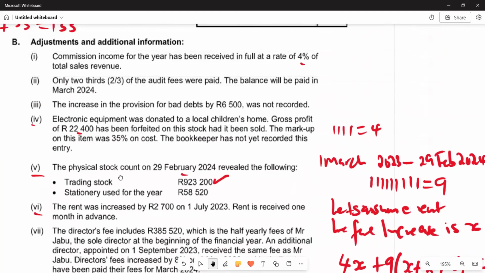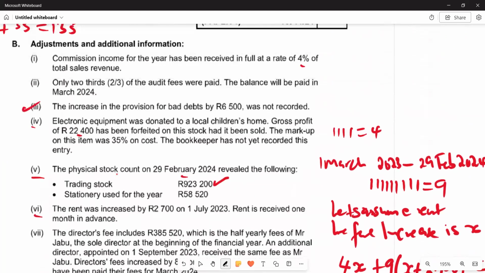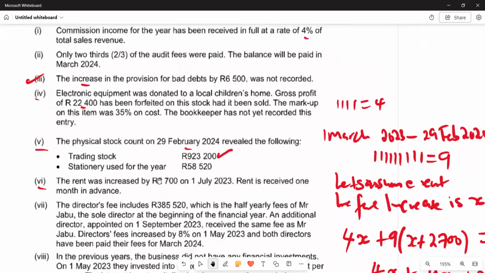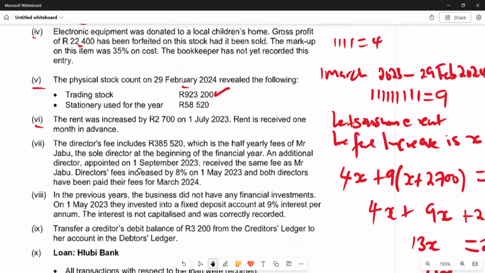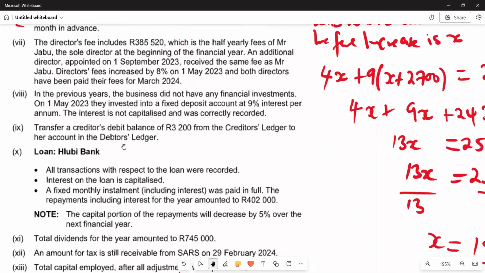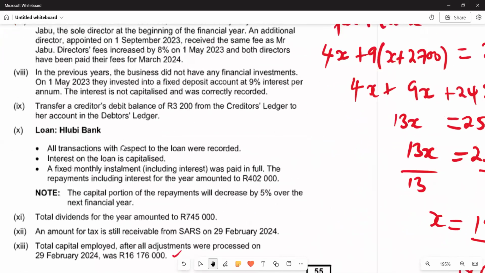So you go to item 3. Here it says the increase in the provision for bad debts by 6,500 was not recorded. It's an increase. Remember, when we say this, if it's an increase, it's an expense. So we're not going to include it under the income. We include it under expenses. Then we check other adjustments that can lead us to an income. You go item by item before you leave the other income section. So you see that this is the last income that we have.